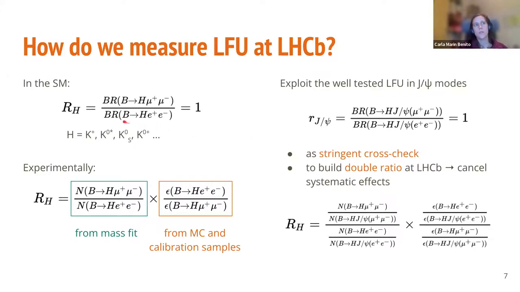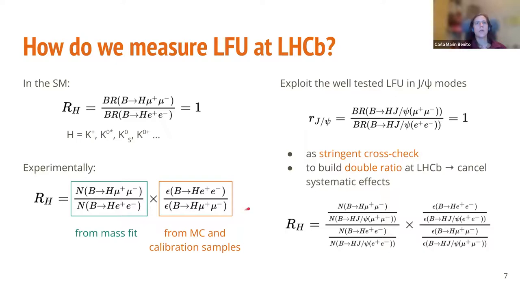Okay, now let's go into detail on how we measure this lepton flavour universality test at LHCb. So in the standard model, we expect that these ratios are basically one. This is fine. Now, experimentally, what we do is that we measure the yields of these two processes and we correct them for our efficiencies reconstructing and selecting these events. So the first, we basically get it from mass fits to the invariant mass distributions of these decays in data, while the second we get from simulations or calibration samples.